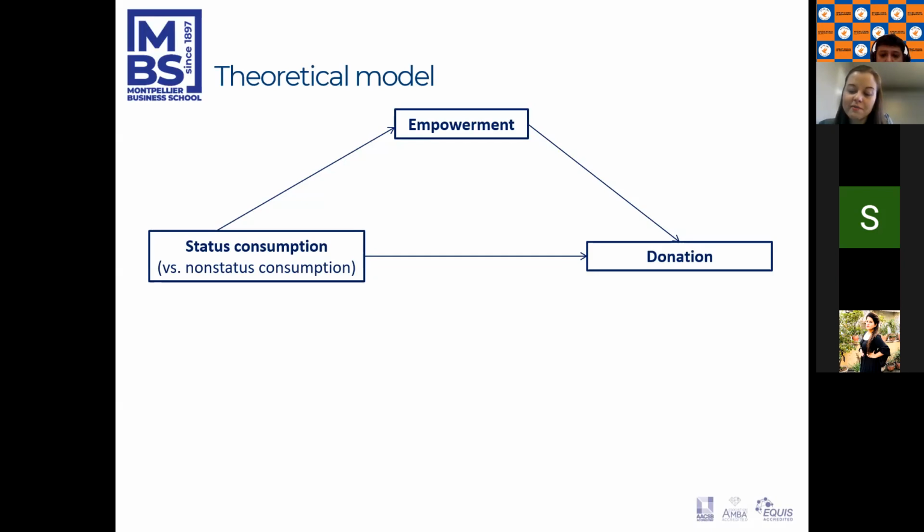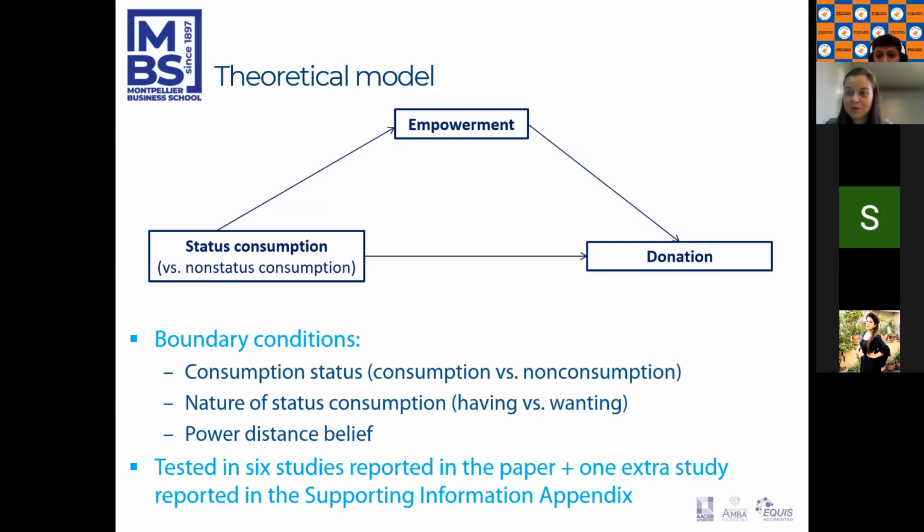So that was the main prediction that we made. We also discovered some boundary conditions in the paper, so the conditions under which this effect holds, and the conditions under which it would get turned off or wiped away, and they were so-called consumption status. So really we examined whether this effect holds also if consumers simply own a status product, or if consumption of that product is necessary for this effect to occur.